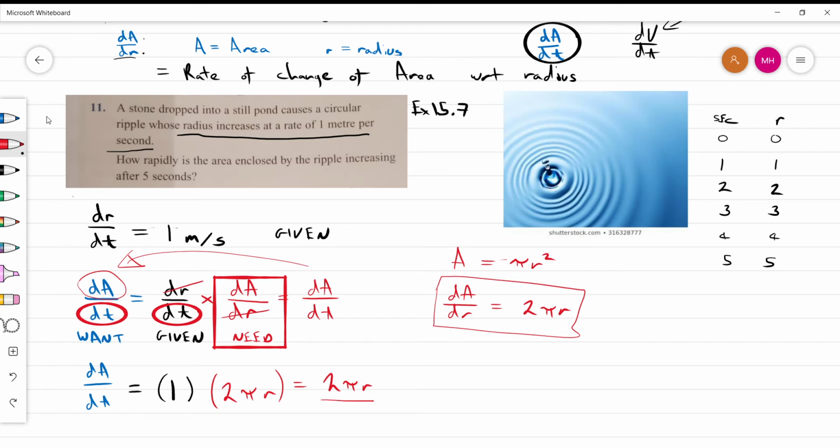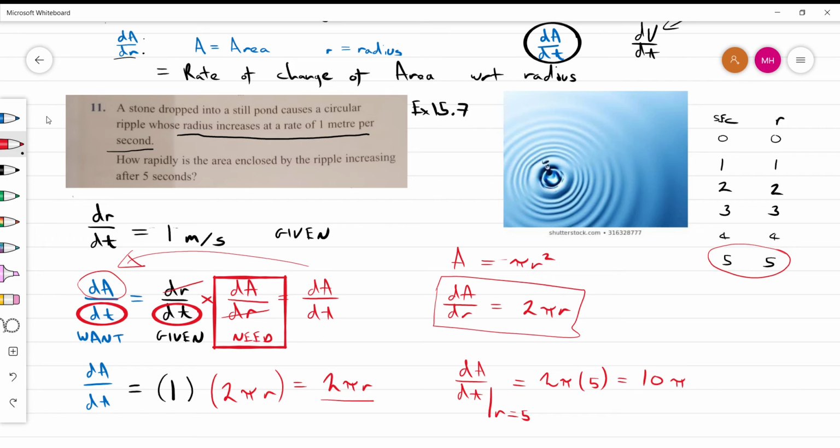Now, in this question, they wanted us to find how rapidly the area enclosed by the ripple is increasing after 5 seconds. So after 5 seconds, the circle has a radius of 5. So it's going to be dA dt. When the radius is 5, this is equal to 2 multiplied by pi multiplied by 5, which is equal to 10 pi.